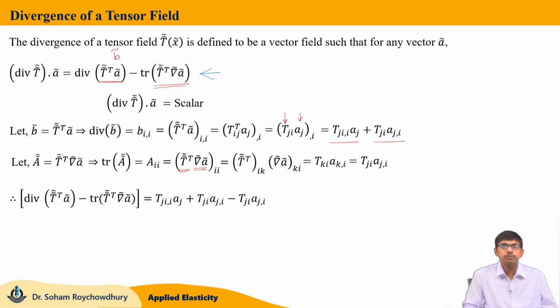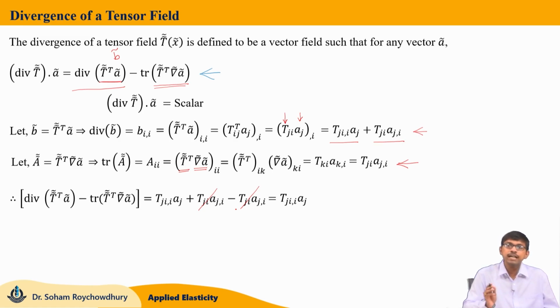So if you combine them in the given fashion, this term is the first term on the right hand side, divergence of T transpose A, minus trace of T transpose gradient of A is this term. Now, if you put this, you can see T_ji A_j,i, this term will get cancelled, and this will leave a single non-zero term T_ji,i A_j.